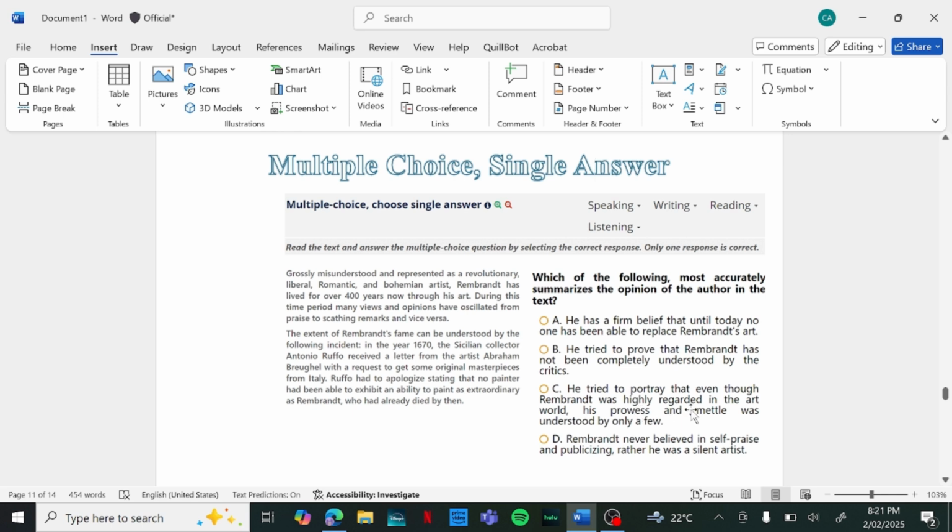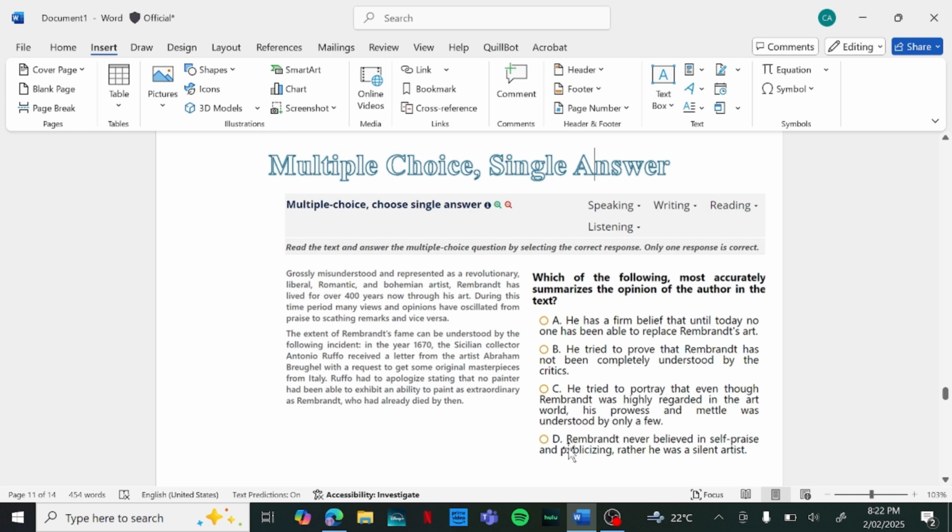He tried to portray that even though Rembrandt was highly regarded in the art world, his prowess and mettle was understood by only a few. The only place where they mentioned something relating to people understanding Rembrandt's art was around this place. See, grossly misunderstood. Grossly misunderstood is contrary to what is in the text. So this one also gets ruled out.